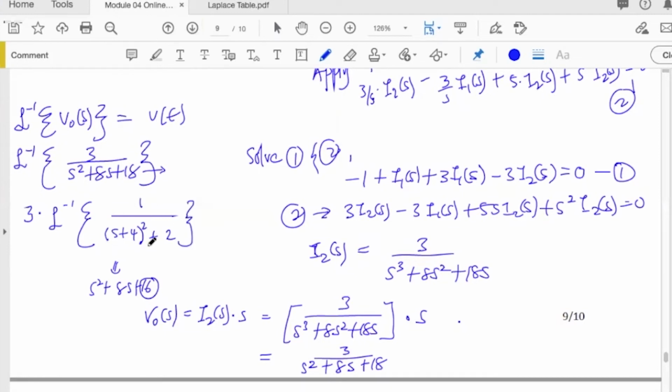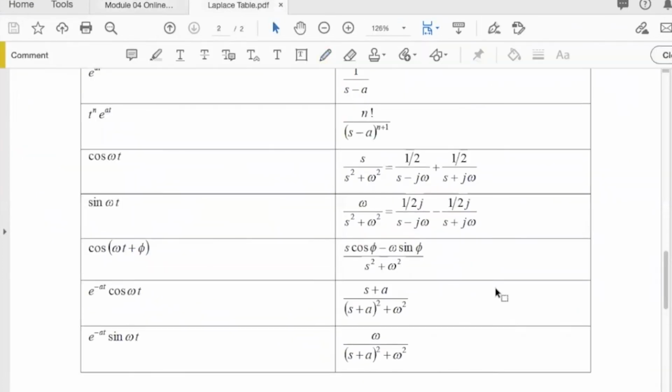So you have these forms, all right? If you look at your Laplace transforms, you need to find which form is quite similar. Just now we have 1 over (s plus 4) square plus 2, isn't it? So it is quite similar to that part.